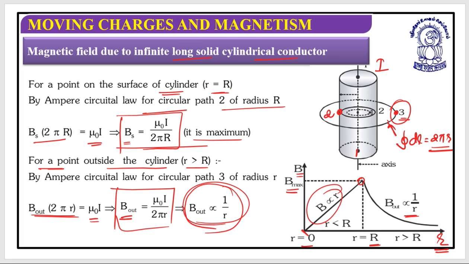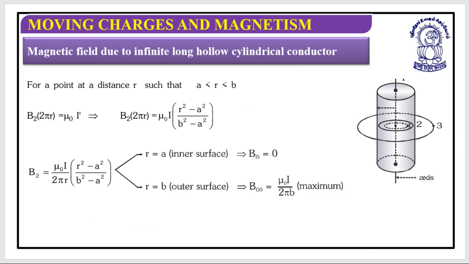Any doubts or any queries in this? Anything? No? Great. So now let's work on the next. It's the magnetic field due to an infinitely long hollow cylindrical conductor. The difference is that before it was a solid cylindrical conductor, and now it's a hollow cylindrical conductor, and the current I is flowing through it.